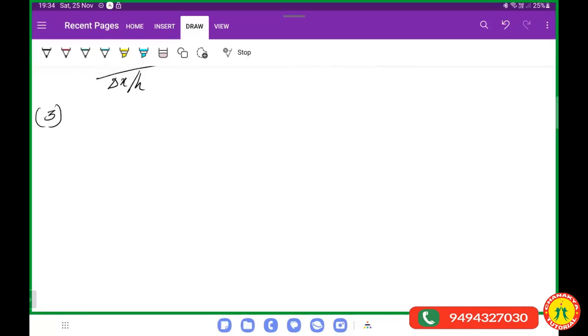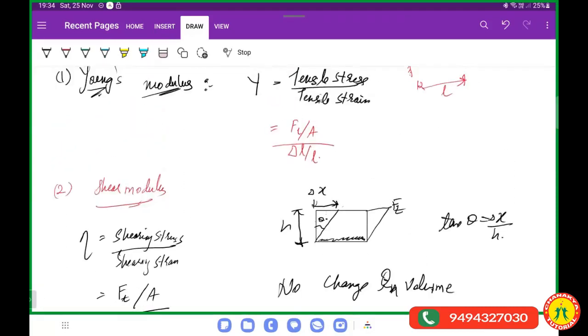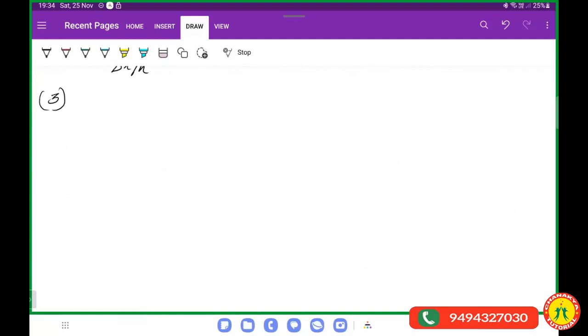So chalo, last one. Can you guess what would be the last one? If you know, you can tell me. Volume. Bulk. It is for volume only. The name is bulk modulus, or B. Some books use K, some books use B, whatever. In this book it is B. I'm using K sometimes, but it doesn't matter.